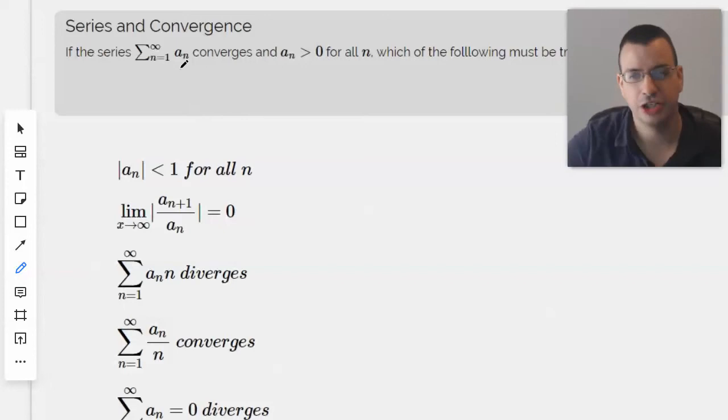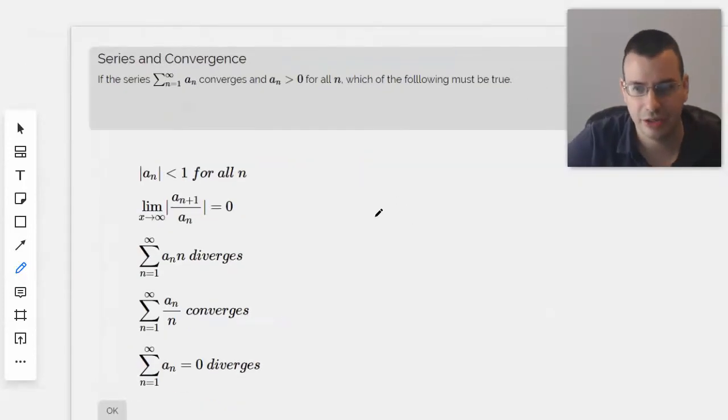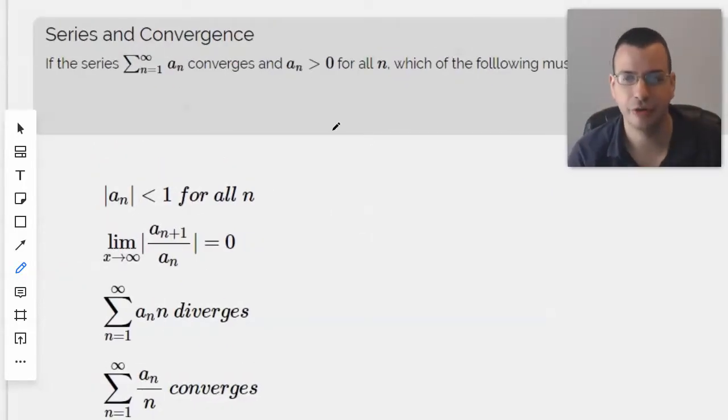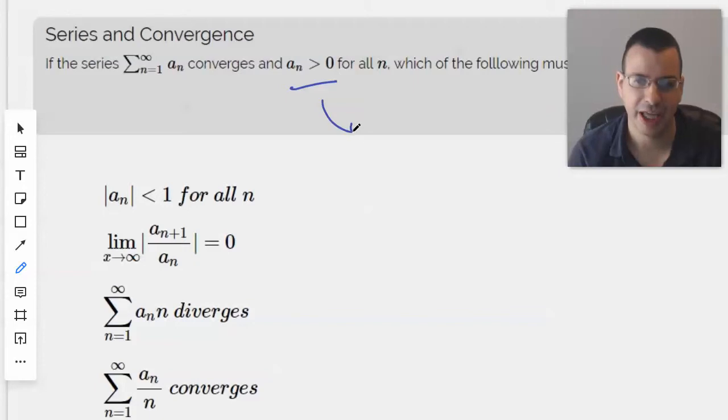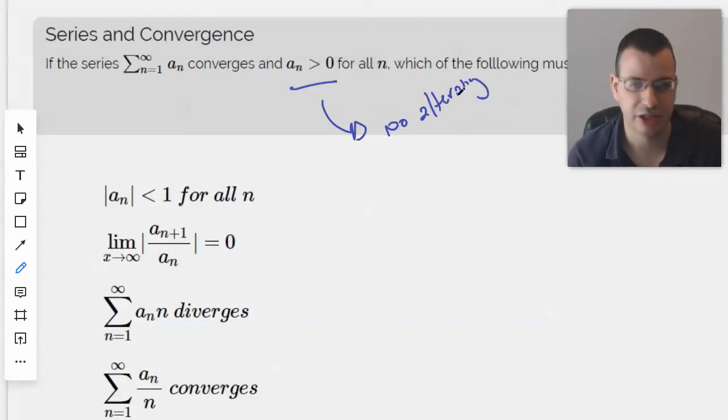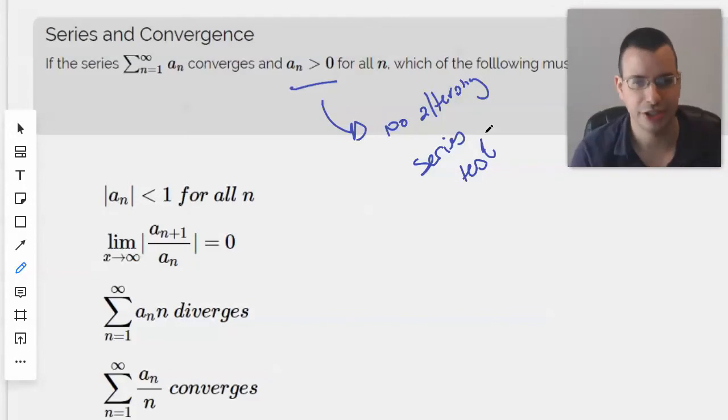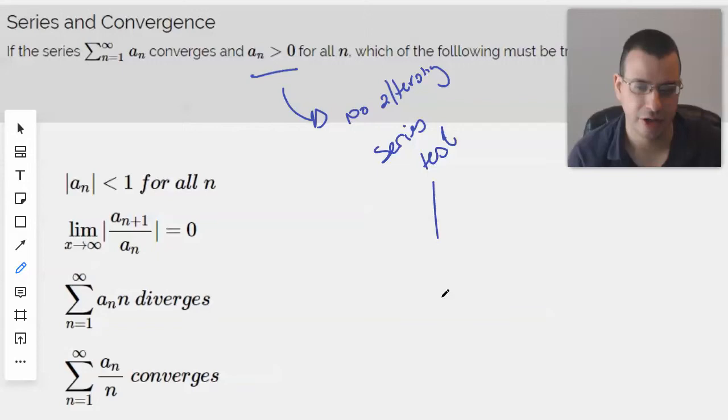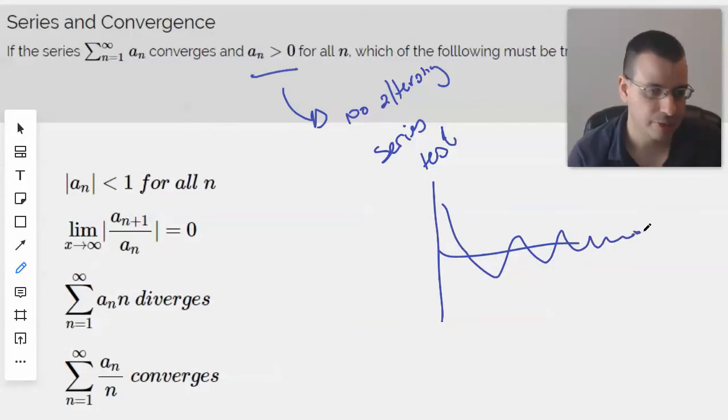Converges and a of n is greater than 0 for all n. Okay, so which of the following must be true? First thing you notice is a of n greater than 0 for all n. And this is basically saying no alternating series tests. So don't have to worry about alternating series tests. The alternating series test is when you have something that alternates, but it goes to 0 eventually, like negative 1 to the n.